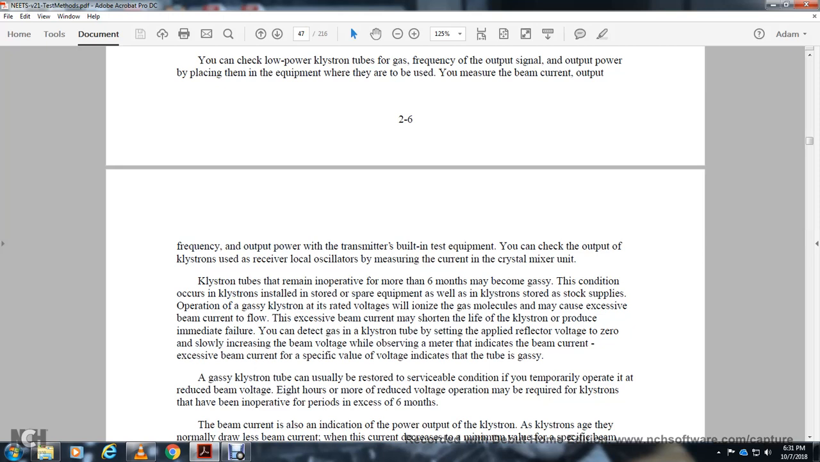When operating a gassy klystron with the related voltage, ions glow and gas molecules may cause excess beam current to flow. Excess beam current may shorten the life of the klystron or produce immediate failure. You can check the gas of the klystron tube by applying the reflector voltage with the supply, increasing the beam voltage, and observing the meter indicating the beam current. If the beam current exceeds the specified value at the specified voltage, the tube is gassy.